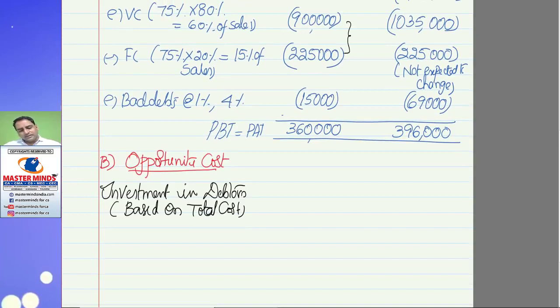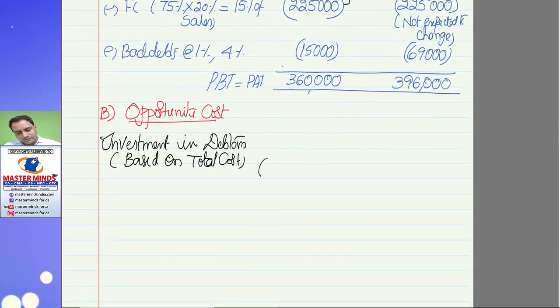9 lakhs plus 2,25,000, so 11,25,000 divided by how many days in a year? 360, into what is the present credit period? 30. Variable cost plus fixed cost, 11,25,000 divided by 360 into 30 is 93,750.